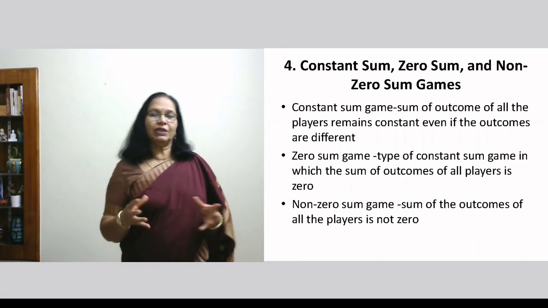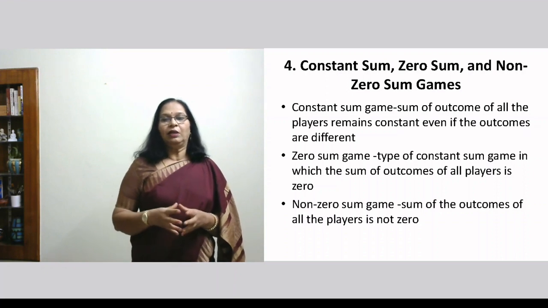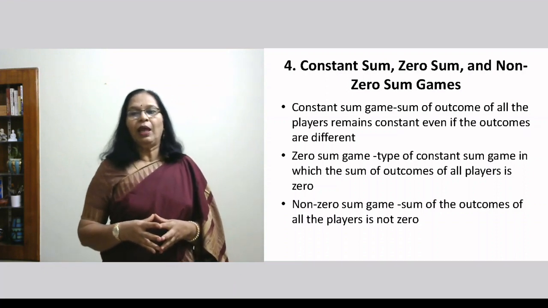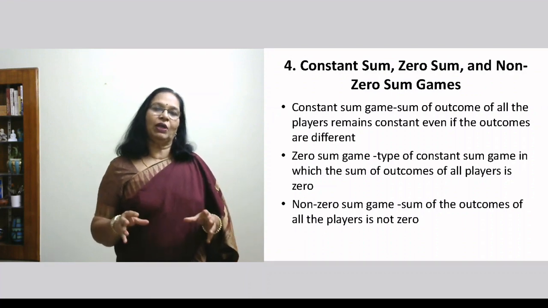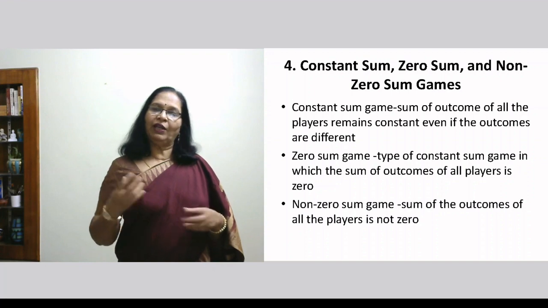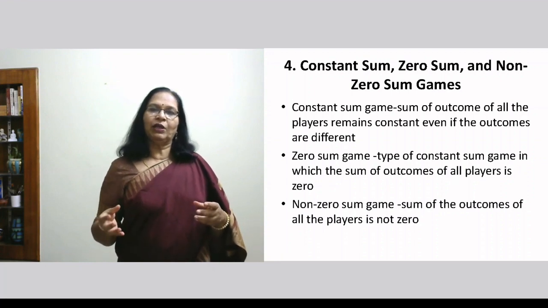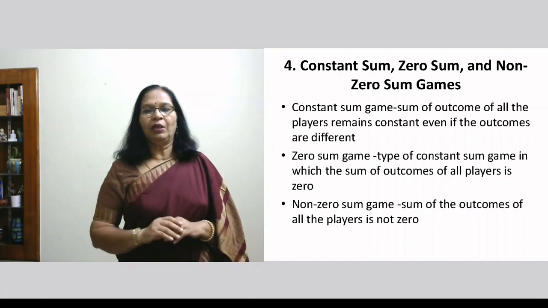We also have these terms like constant sum, zero sum, and non-zero sum games. Constant sum is where the sum of outcomes of all the players remains constant, even if the individual outcomes are different. So the players can have any number of outcomes, but the total will remain the same. In that case, we call it a constant sum game.